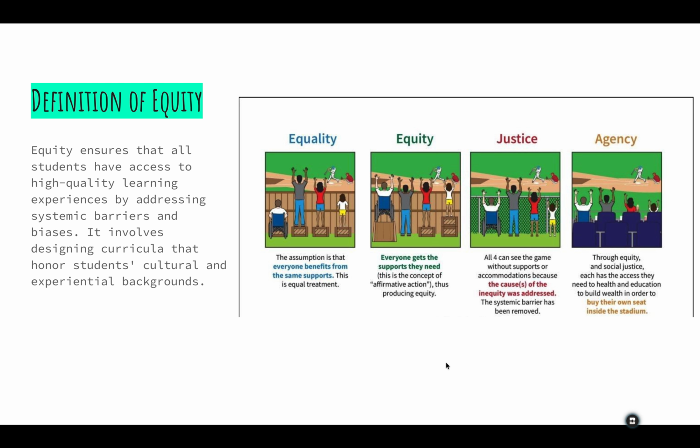And now everybody has access to health, education, the wealth. Everybody's able to now buy a seat in the stadium. So now you don't have any fences. You don't have to look over a fence or through a fence. Now you can just go to the stadium. So that's the difference between equality, equity, justice, and agency.